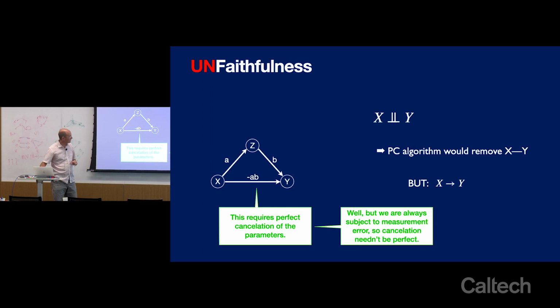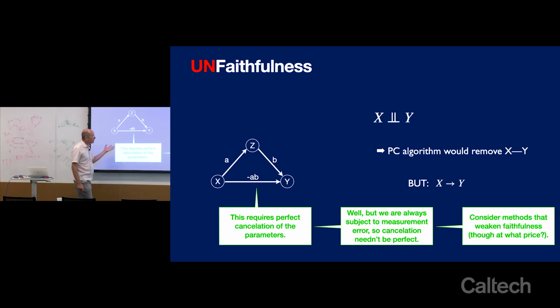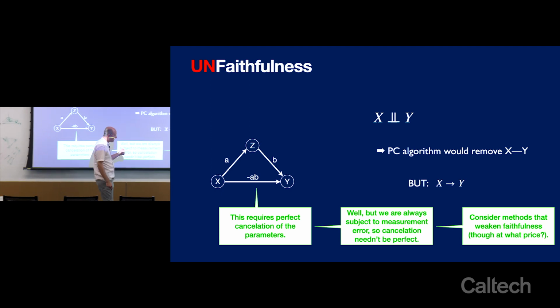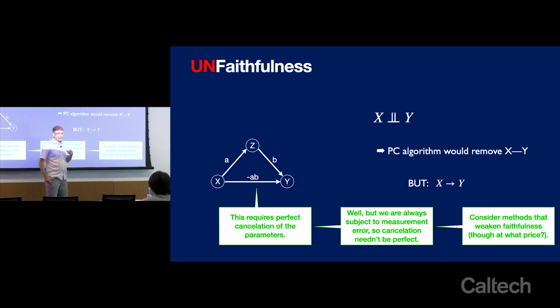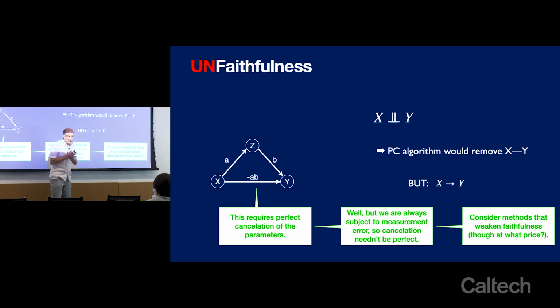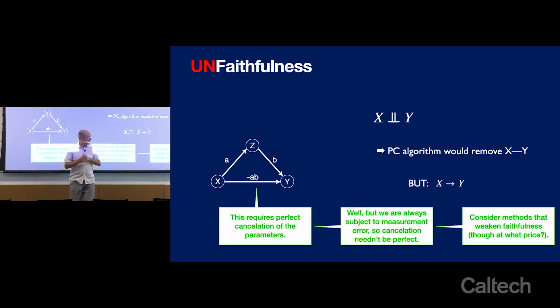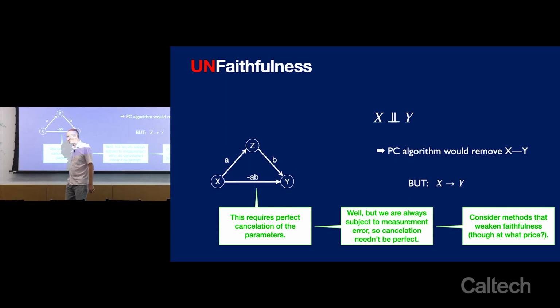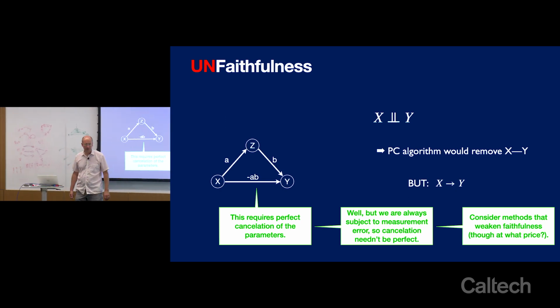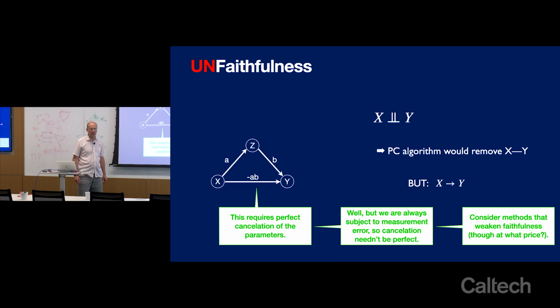So what do you do about this? Again, people have worked quite a bit on this to weaken the assumption of faithfulness, to look for other assumptions that can play a similar role. There are algorithms that don't require faithfulness, but one always then has to look at what other assumptions they add in to help out, right? So there are generally other assumptions that have to do some of the heavy lifting in that case.